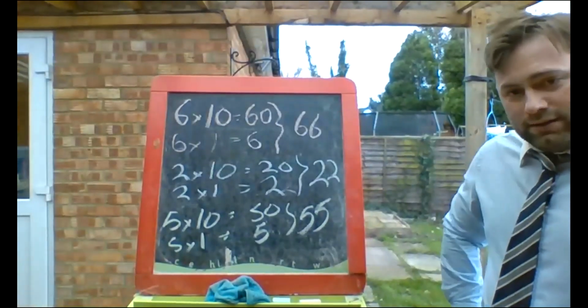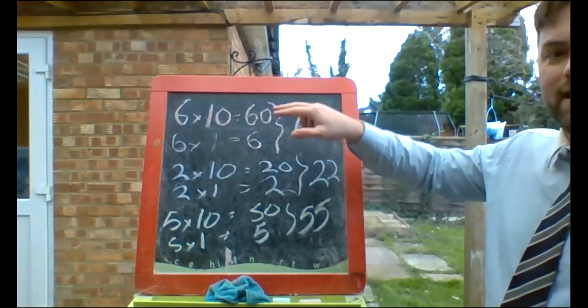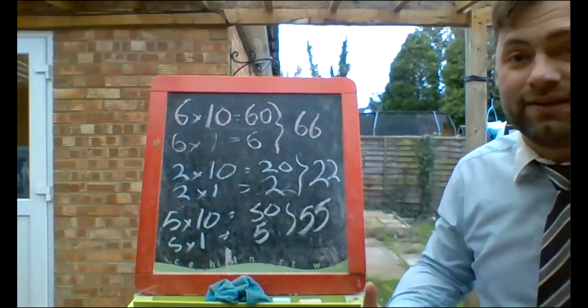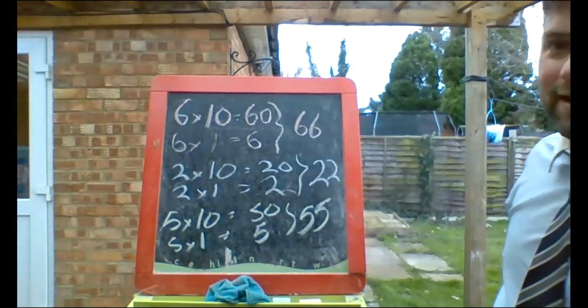Okay. And you can see here for 6 times 11, we did 6 times 10 first, which gave us 60. And then we did 6 times 1. 10 plus 1 is 11. So that means we've now done 6 times 11. Add the two together and you get 66.